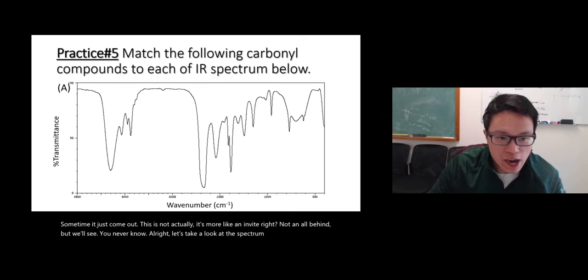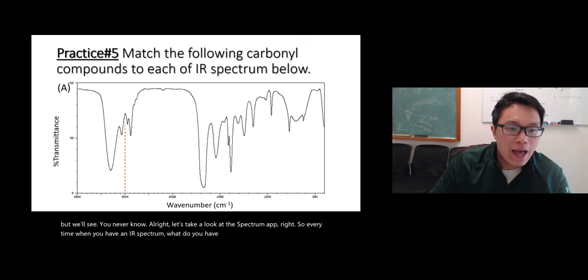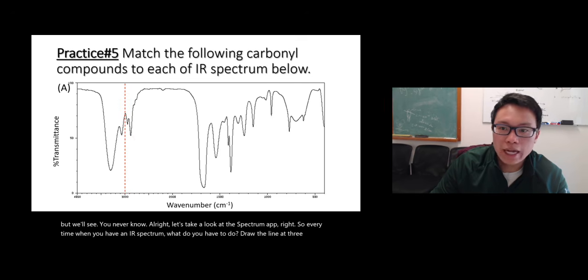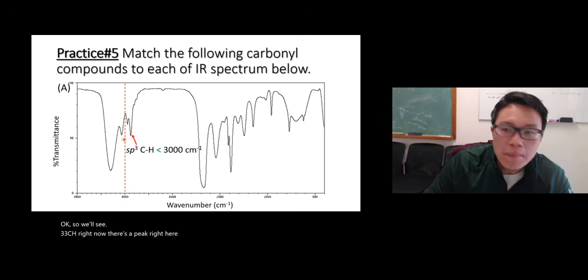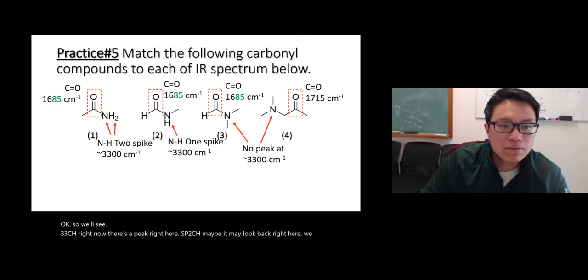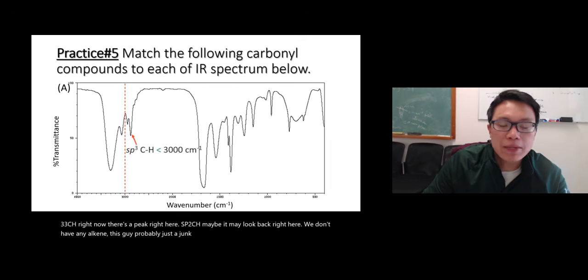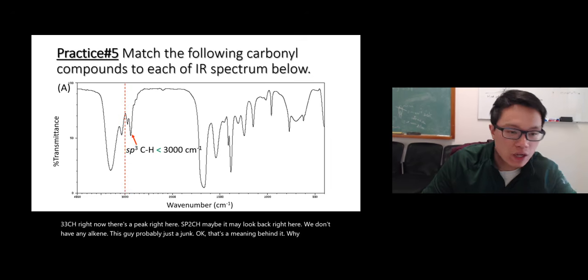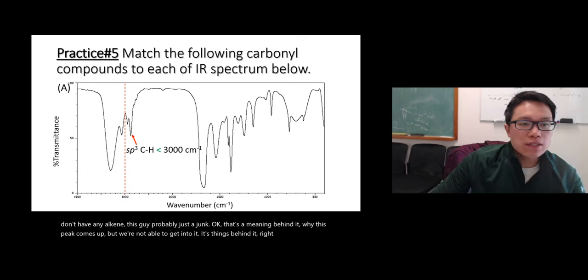Every time you have an IR spectrum, what do you have to do? Draw the line at 3000. Okay, so you see sp3 CH. Now there's a peak right here, sp2 CH. Maybe, look back right here. We don't have any alkene. This guy is probably just junk. That's the meaning behind why this peak comes up, but we're not going to get into it. Anyway, that's region number 1.